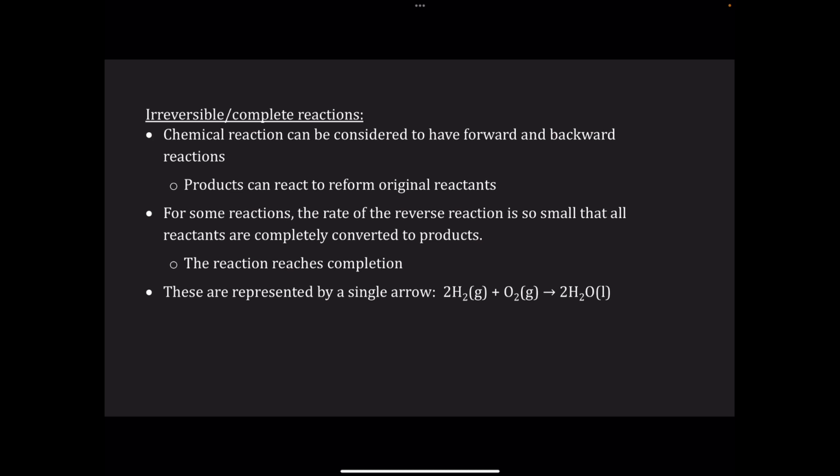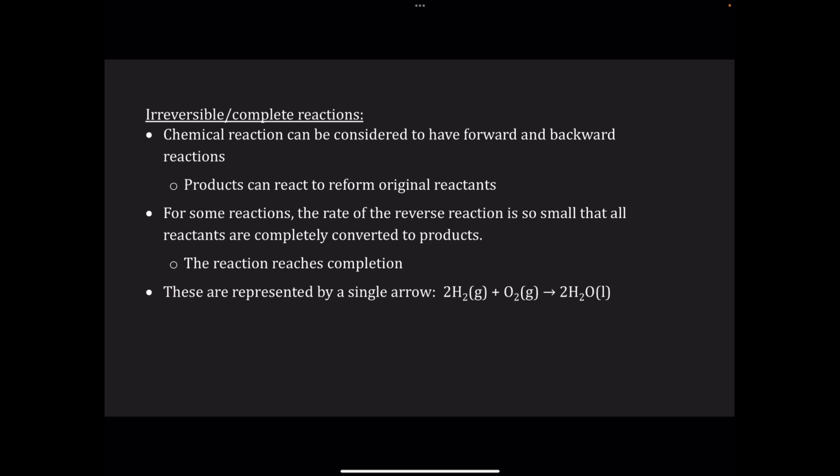So the forward reaction would be taking those reactants, mixing them to form products, what we want to get out of that reaction. The reverse process, or the backward reaction, is those products reacting with one another to turn around and reform our original reactants.